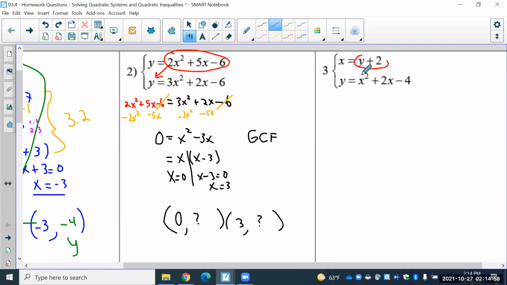Now, the next question is very similar, but notice what I did here. If you just blindly plug this in, you have to plug it in twice. That's a lot of work. Don't forget that you can algebraically manipulate this by simply subtracting 2 on both sides. And when you subtract 2 on both sides, this equation will become y equals x minus 2. And then it's just like doing the other ones where you put that there.